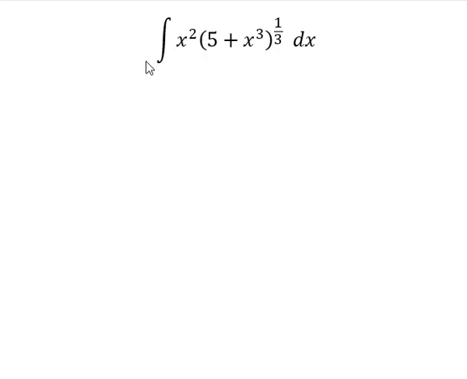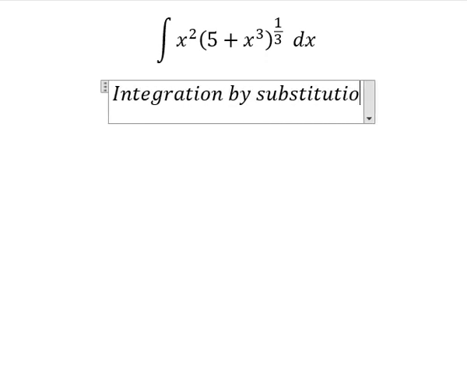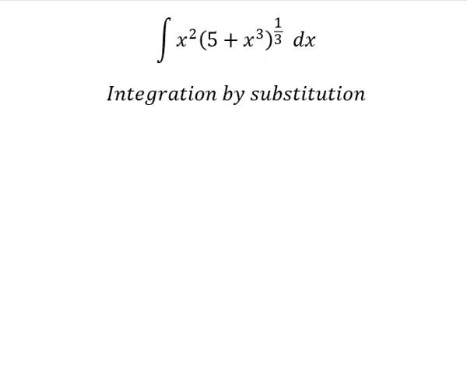So now I will show you how to answer this one. We can use integration by substitution. So I will put u equals to this one.